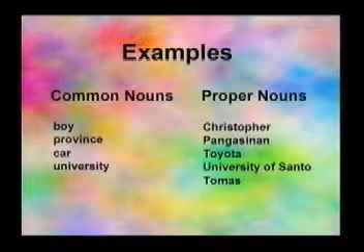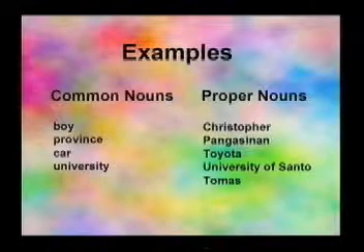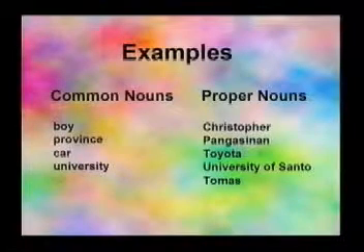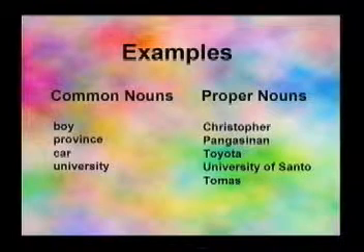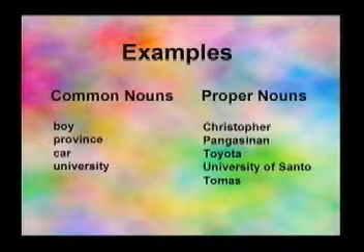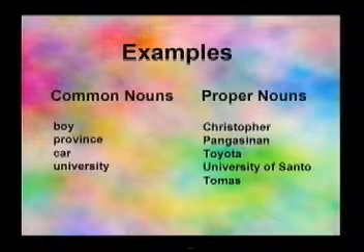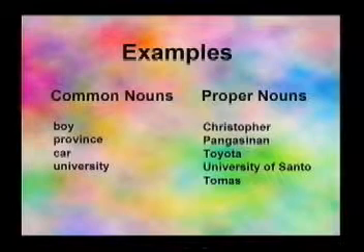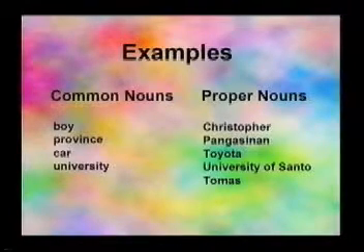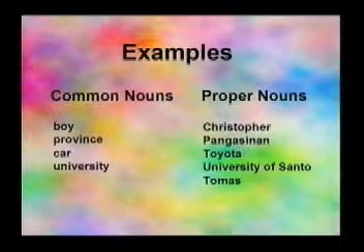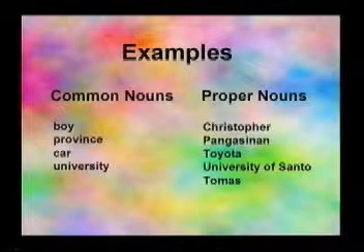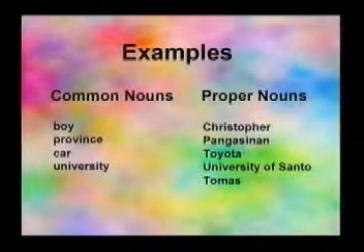common nouns would be boy, province, car, university, while proper nouns would be Christopher, Pangasinan, Toyota, University of Santo Tomas. Notice in the examples just given that the common noun boy can apply to any other boy, while the proper noun Christopher applies to one or a particular boy. Likewise, the common noun car applies to any other car, but the proper noun Toyota applies to a particular car. It is easy to recognize a proper noun because it always begins with a capital letter.